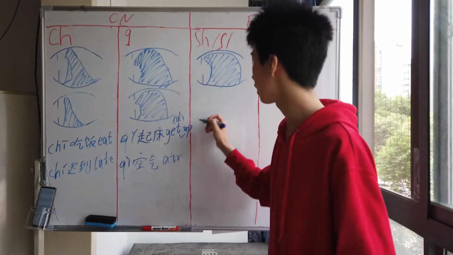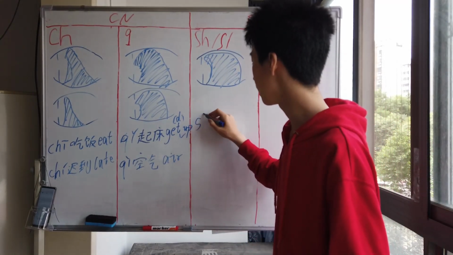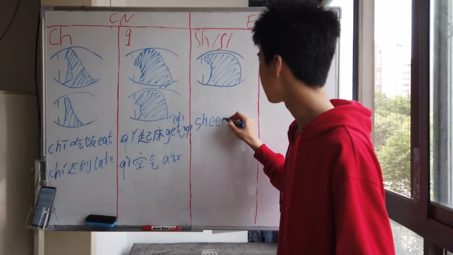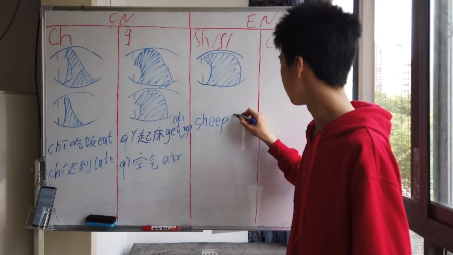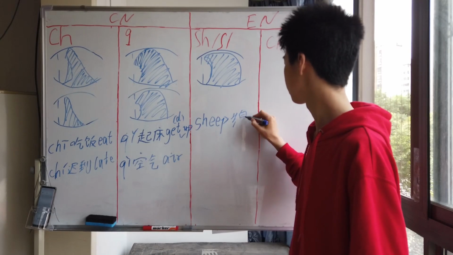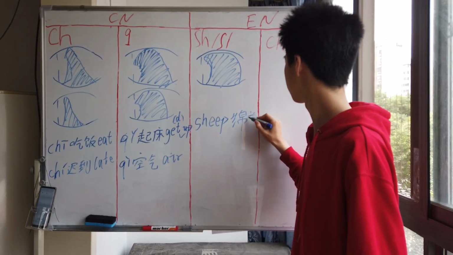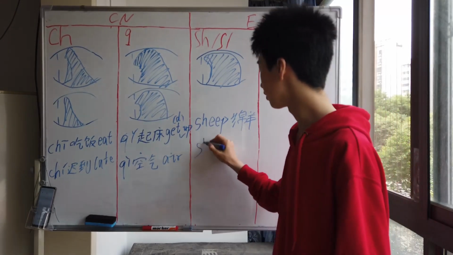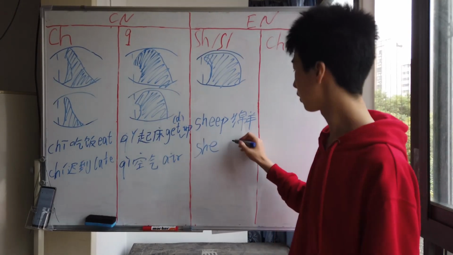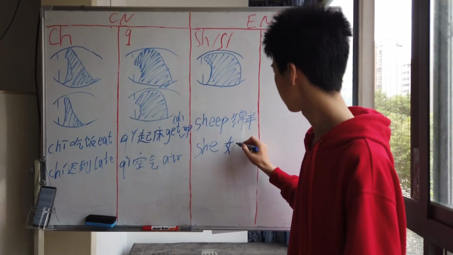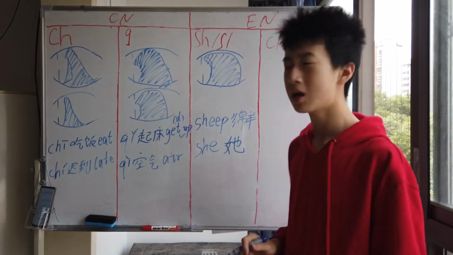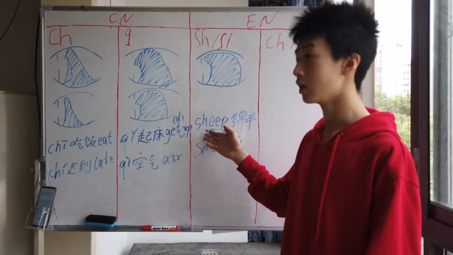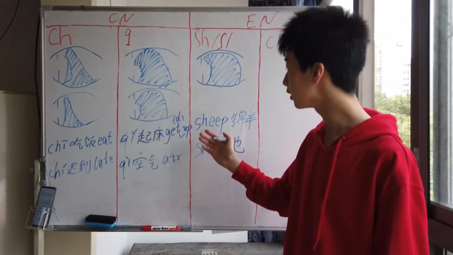sound. So it is sort of like a fricative, and there are many examples like sheep, which means 绵羊. Sheep, sheep. And then there will be she. So that means 它. Sheep, sheep, a sheep.